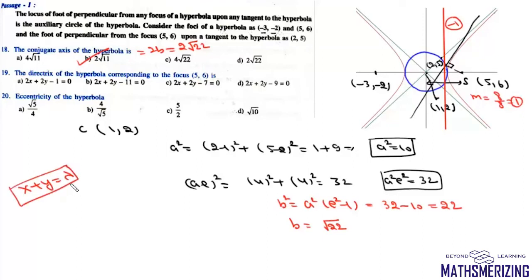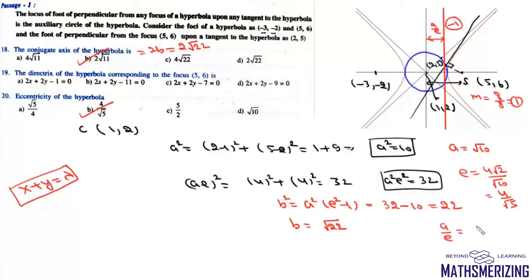Now we need to find value of lambda. Now we know that distance of directrix from center is A by E. Now A in this case is under root 10, and value of E will be 4 root 2 by under root 10. So it will be simply 4 by under root 5, and that's the result of your third question. So eccentricity is 4 by root 5.